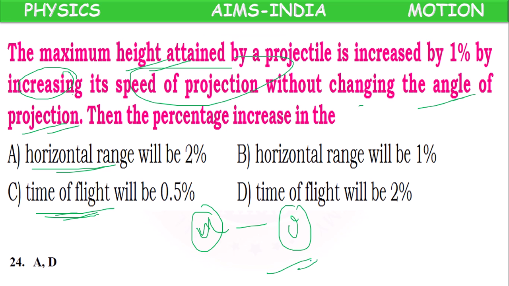Without changing theta, if the u value is increased, and the height is increased by 1%, then what will be the increase in range and time of flight?